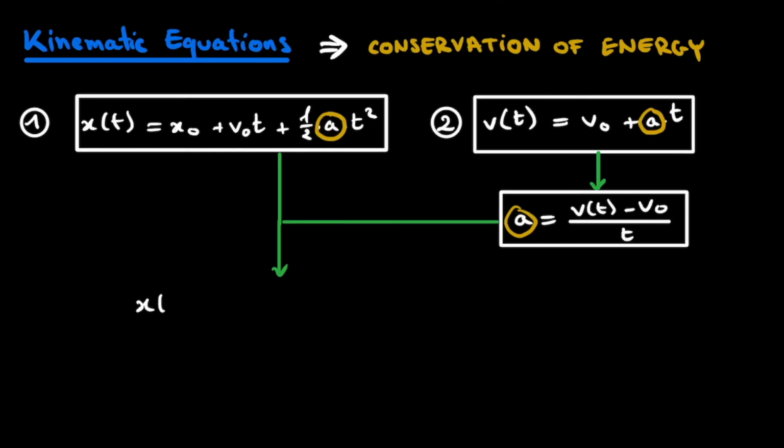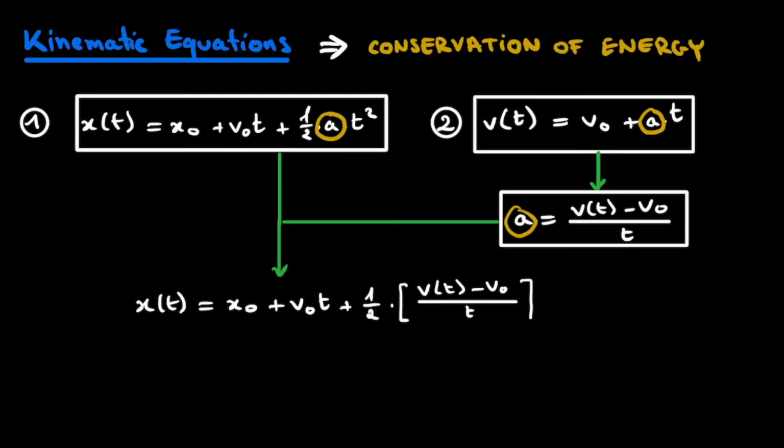We get that x of t is equal to x0, we just copy this, plus v0 times t, which we can also copy, plus 1/2 multiplied by this a, this acceleration. But we now know that this will be this expression right here. So 1/2 times v of t minus v0 divided by t multiplied by this t squared, of course. Then we immediately see that we can cancel this t in the denominator with 1 power of t in this t squared. And this equation can be rewritten by doing the following.